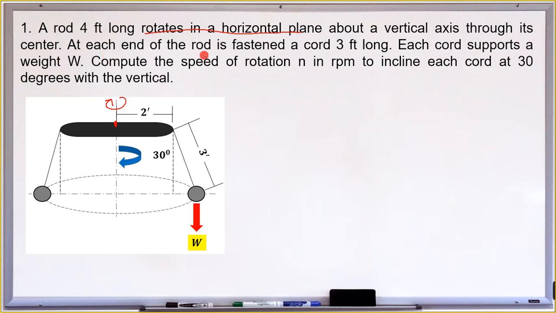At each end of the rod is fastened a cord 3 feet long. At the end of each cord is a supported weight W, left and right. The requirement here is to compute the speed of rotation in RPM. So N is the indicator. The required is N, the speed of rotation.